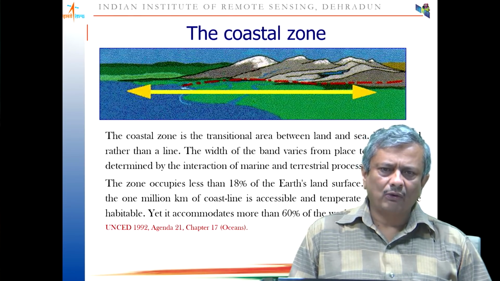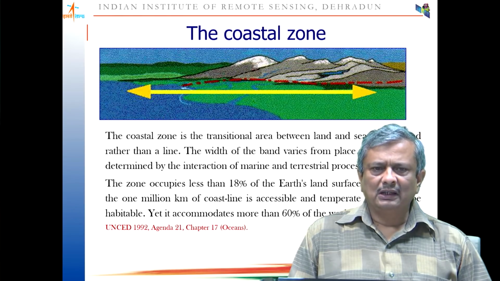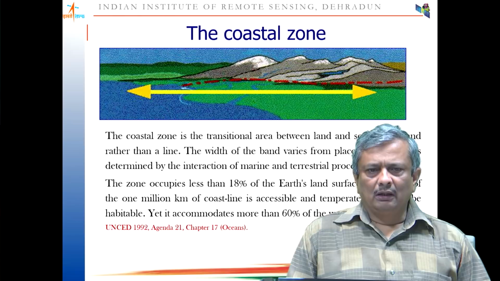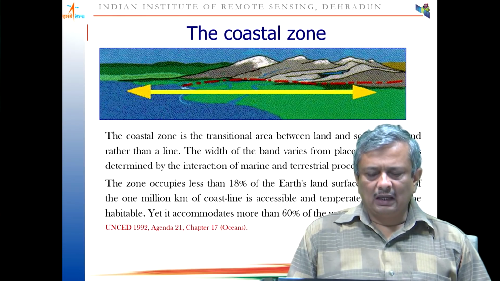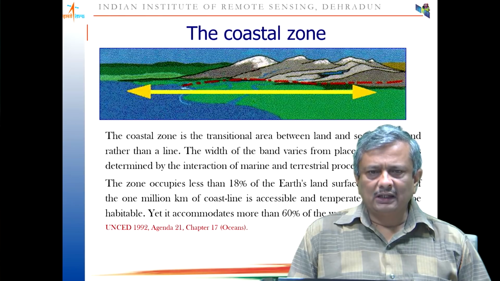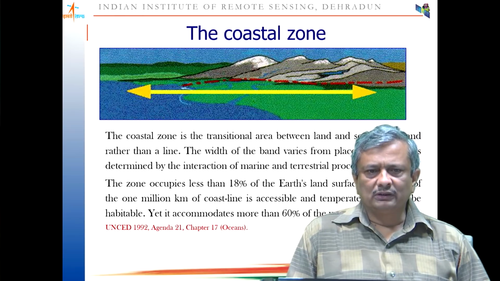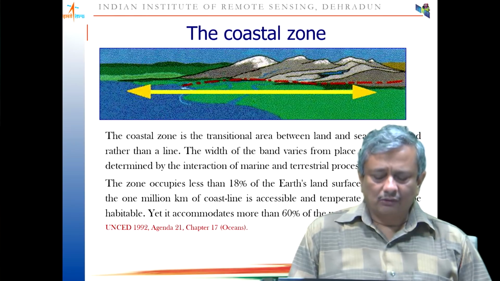So this zone is very narrow, but you can see that this 18% of the total Earth surface accommodates more than 60% of the world population. That means the density of the population is tremendously high in the coastal zone, and definitely there will be huge pressure on the coastal resources. And also it has been seen that 40% of the around 1 million kilometer long coastline of the world is accessible, so that means a human being can reach there, and temperate enough to be habitable, so we can stay. So the rest of the 60%, neither is it habitable nor is it, in a few places, accessible at all.